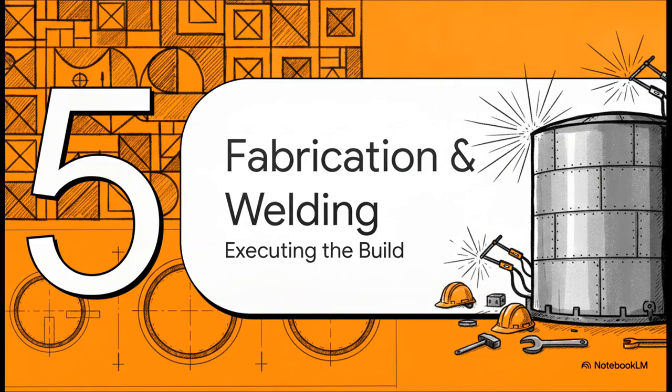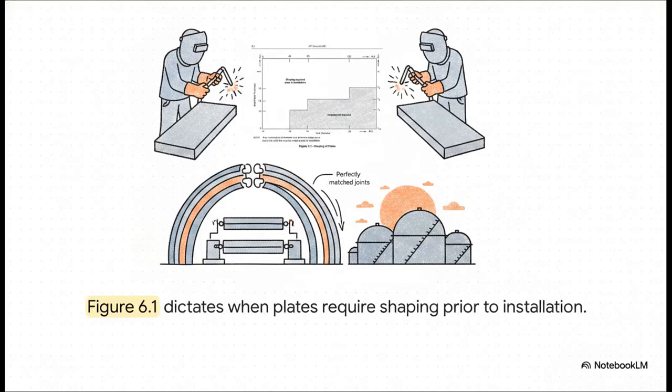All right, Section 5, Fabrication and Welding. Because a brilliant mathematical design on paper means absolutely nothing if the physical execution is flawed. Before a welder even strikes an arc, the standard enforces strict physical preparation. By plotting the tank's diameter against plate thickness, engineers determine exactly when a flat steel plate is simply too thick to bend naturally. When it reaches that threshold, it must be mechanically rolled prior to installation to ensure perfectly matched joints along the tank's curvature.